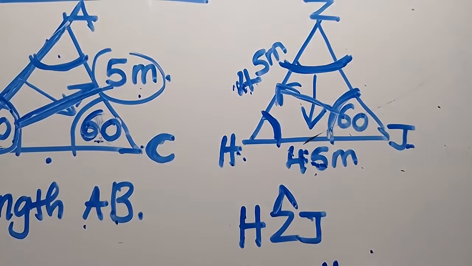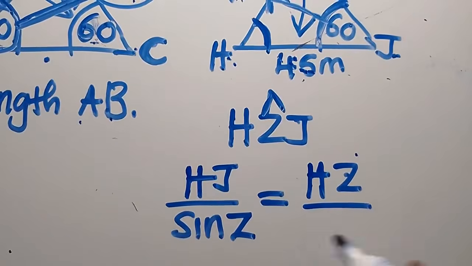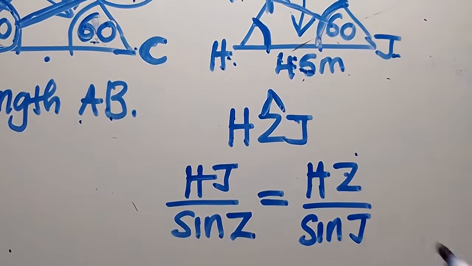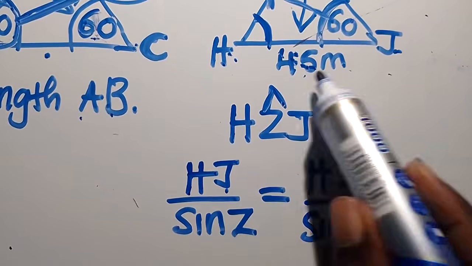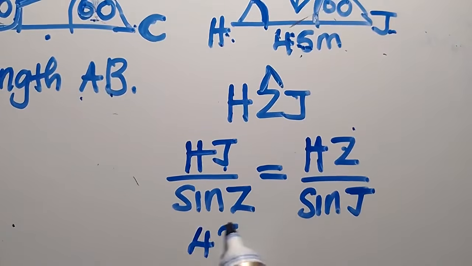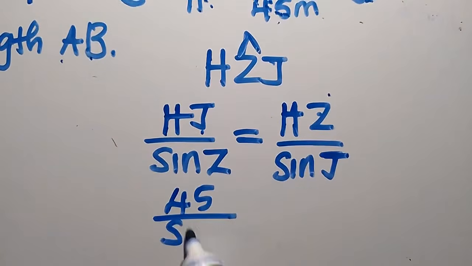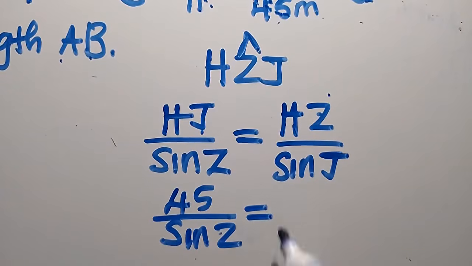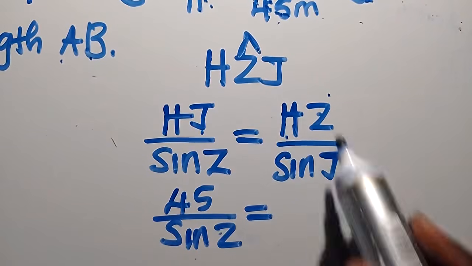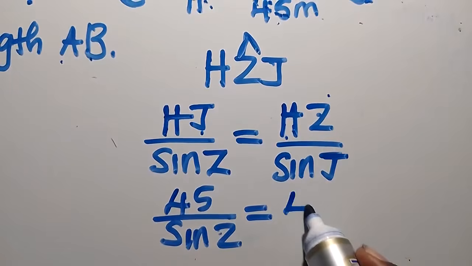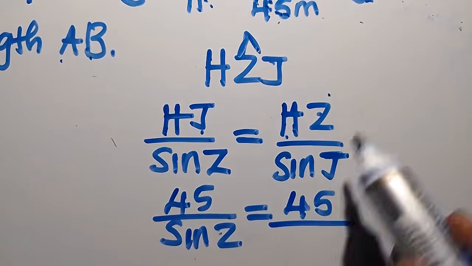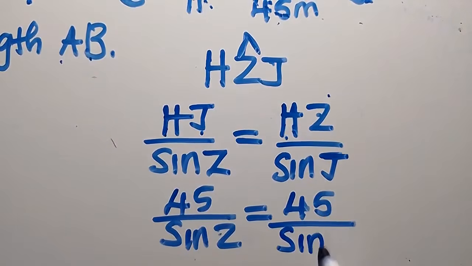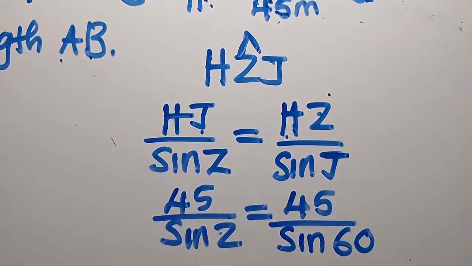You say HZ over sine J. This is what you are going to do. Then you substitute. What is HJ? 45. So you say 45 over sine Z, because you are told to find that one, which is equal to HZ, 45 over what is sine J? Sine J is there, 60. So you say sine 60.